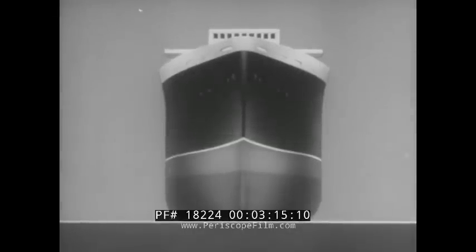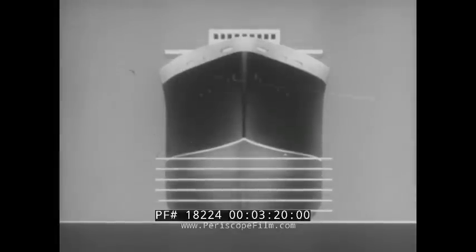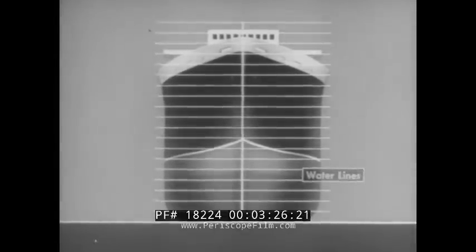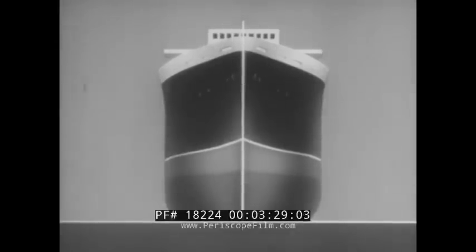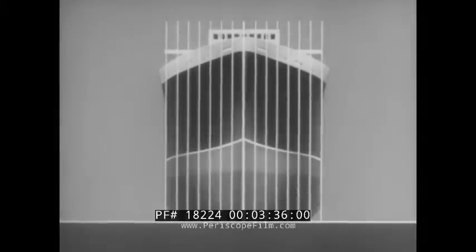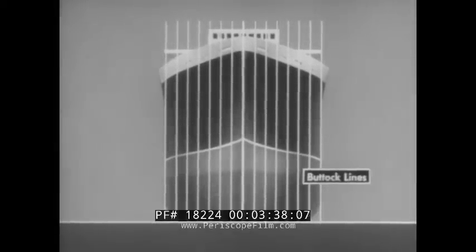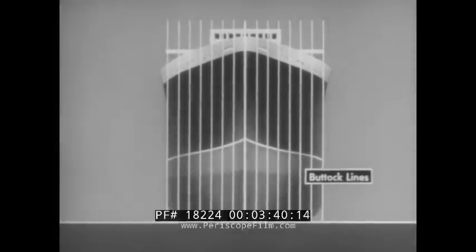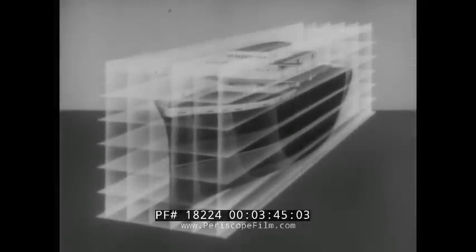For convenience in locating and measuring heights above the baseline, a series of horizontal lines is established. They are called waterlines. For convenience in measuring cross or transverse distances, there are also vertical lines, called buttock lines. All waterlines and buttock lines are actually planes, subdividing the entire ship into long strips or sections.